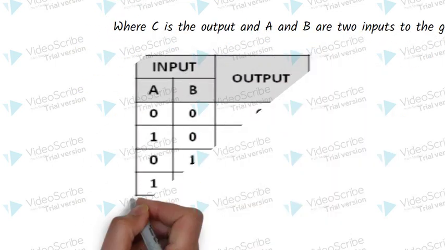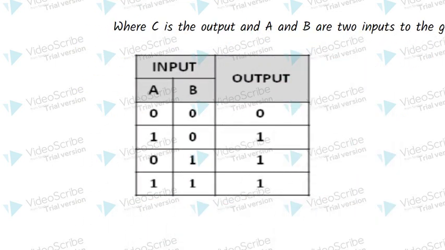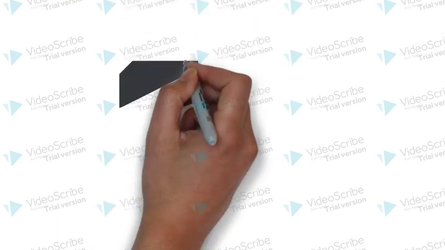If you observe the OR gate truth table, when any one of the inputs is high, the output is high. It is like adding two inputs. If you add any input with a high input, ultimately the output will be high.